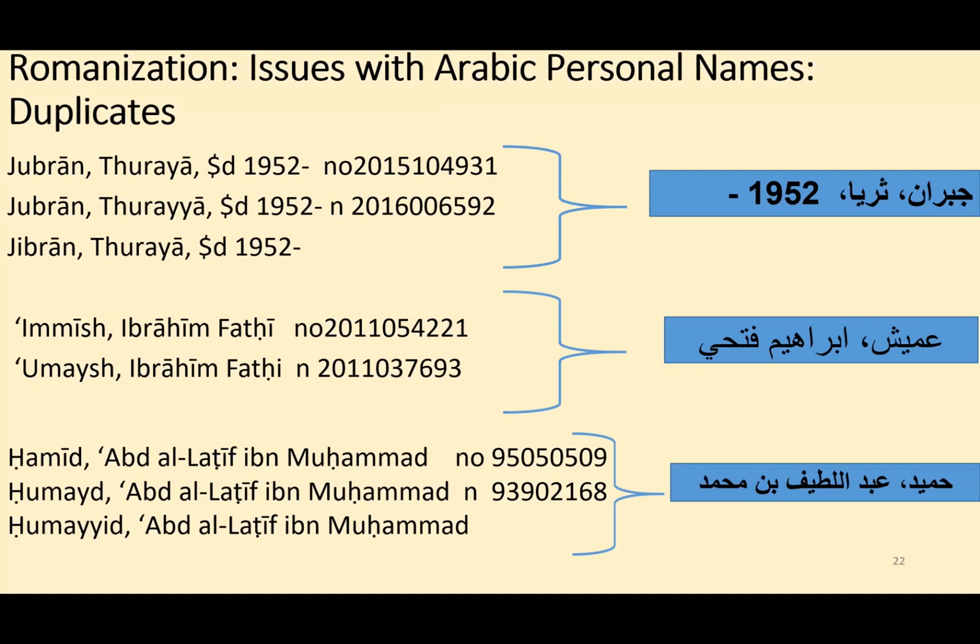The Arabic NACO funnel receives several merge requests on a monthly basis. And here are some examples of real duplicates. And here I would like to take the advantage of thanking the Library of Congress, Michael, who helped the NACO funnel in solving these duplicates.